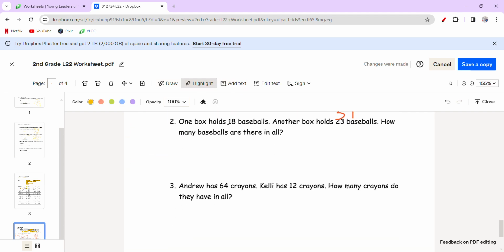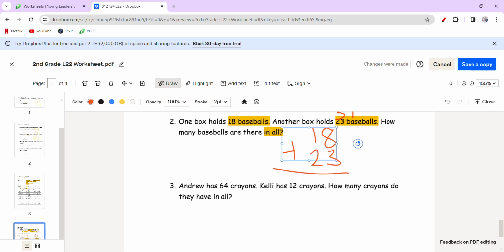Okay, a box holds 18 baseballs and another holds 23 baseballs. How many baseballs are there in all? In all, which means we have to add. So, simply we would just format it how we always format it. 18 plus 23. And do we need to regroup? We'll look at the ones place. 8 plus 3 is equal to 11. So then that is exceeding 10, so you will need to regroup. So you put the 1 here. And then the 1 ten here. 1 plus 1 is 2. 2 plus 2 is 4. So we know that there are 41 baseballs.